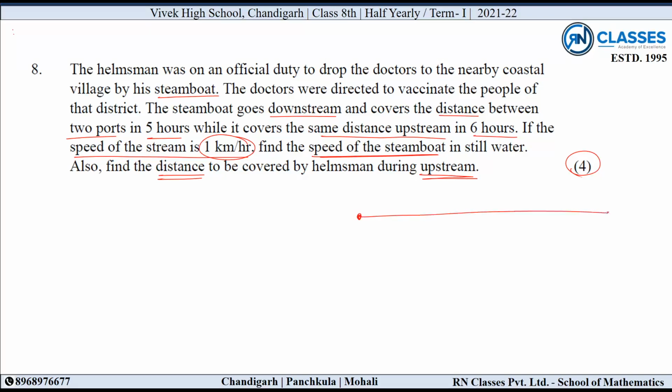Let's take this as Port A and this as Port B, the bigger port, from A to B. Now the stream is flowing in this way, so this would be downstream, and it is covered in time equal to 5 hours. When going upstream, the time covered is 6 hours.